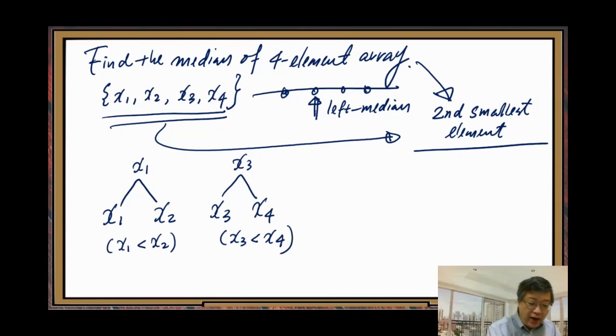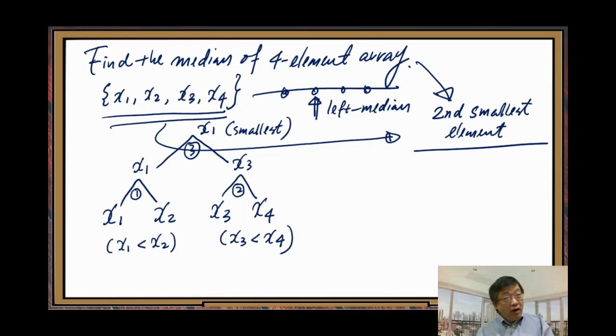Then we do another comparison, x1 and x3. Suppose the winner is x1. So x1 is the smallest after 3 comparisons, 1, 2, 3, because it's the winner. It is the smallest, but our goal is the second smallest, not the smallest.